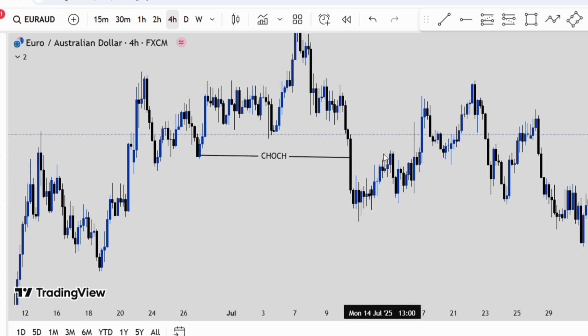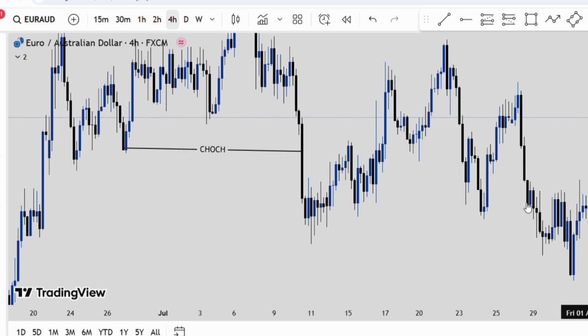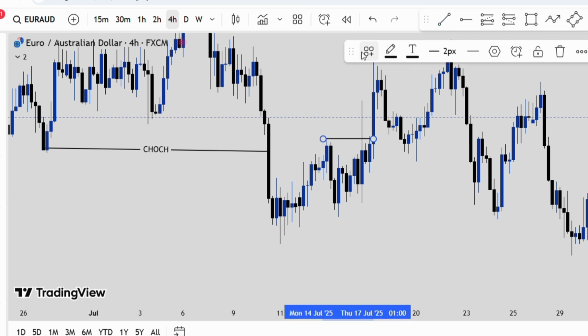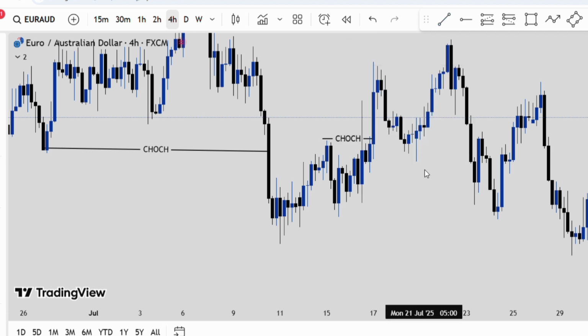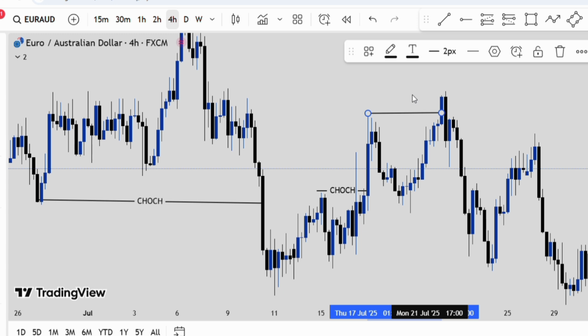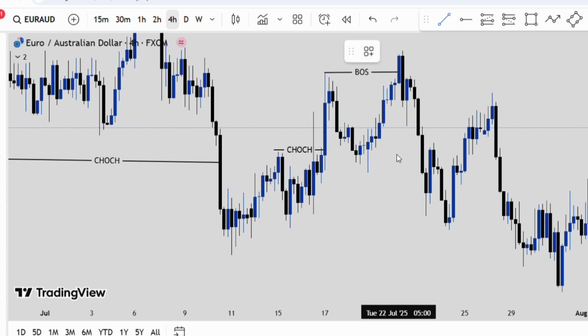Our change of character to the downside. This change of character was gotten from the daily time frame. You understand that? And after seeing that change of character, you can see a minor another change of character again to the upside. Break of structure. Change of character.